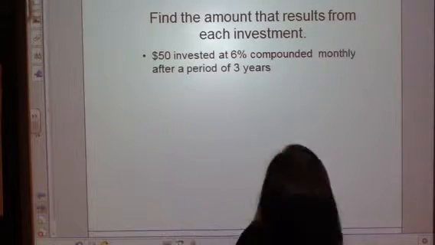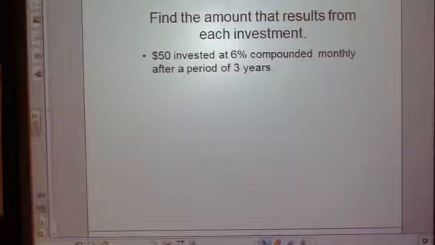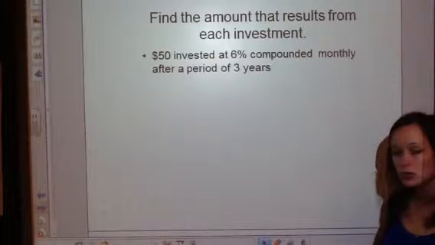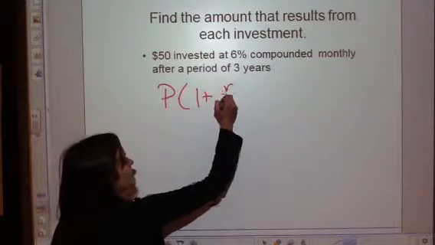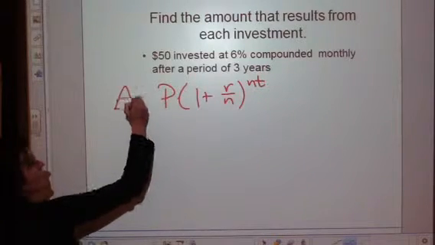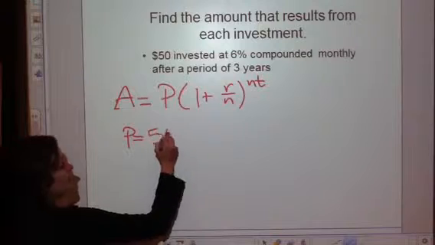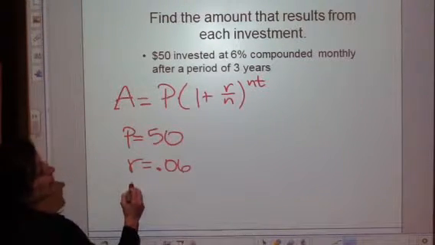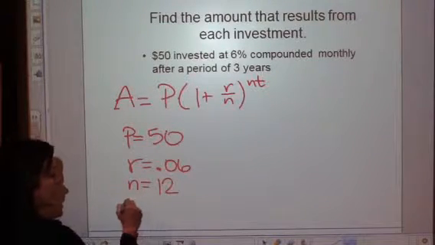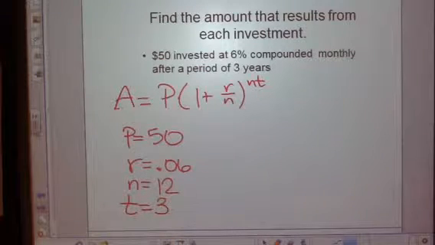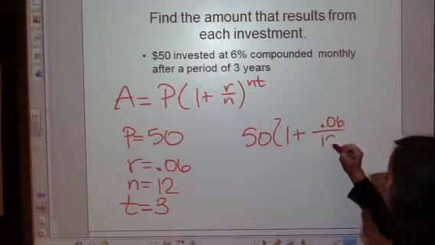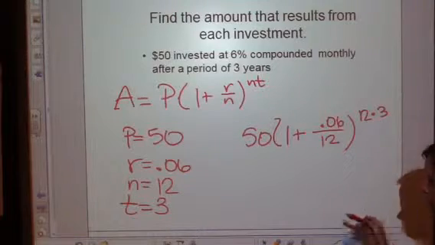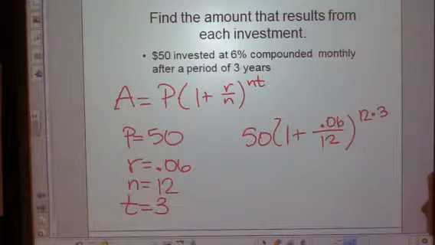So if I want to know what the amount results in for this investment, if I have $50 compounded monthly at 6% after 3 years, I have to choose which formula to use. You should pick that first formula, P times 1 plus r over n to the nt power, where P is 50, r is 0.06, n is monthly, so 12, and t is 3 for 3 years. If I plug those values in, I would have 50 times 1 plus 0.06 over 12, to the 12 times 3. I'm just going to type it just like that in my calculator. If you want to do order of operations, go for it.